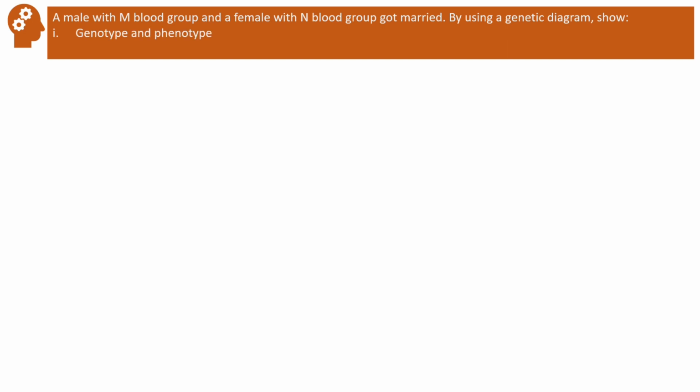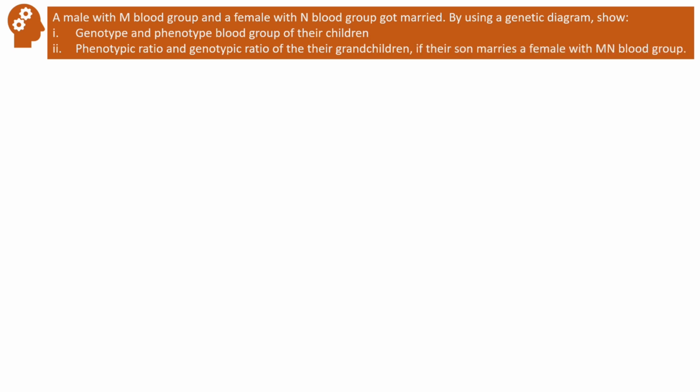Example of question that can be asked is: a male with M blood group and a female with N blood group got married. By using a genetic diagram, show genotype and phenotype blood group of their children, phenotypic ratio and genotypic ratio of their grandchildren, if their son marries a female with MN blood group. To answer this question, you have to draw a genetic diagram.